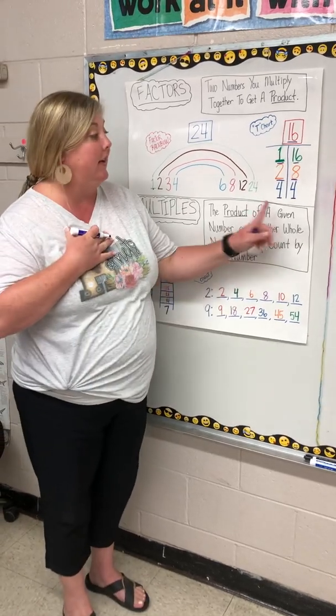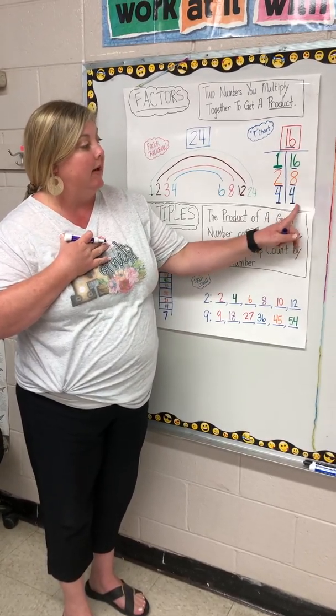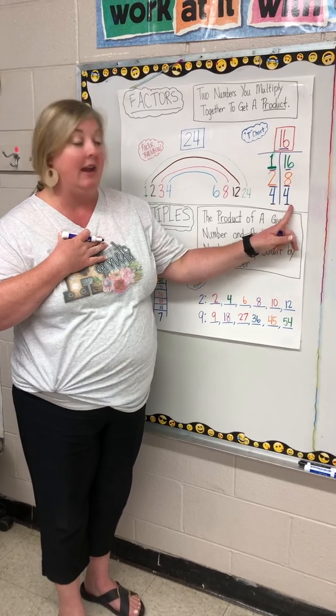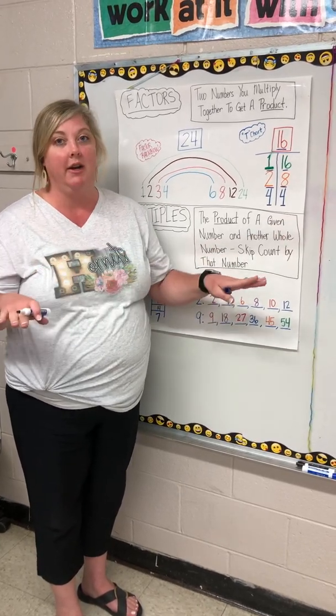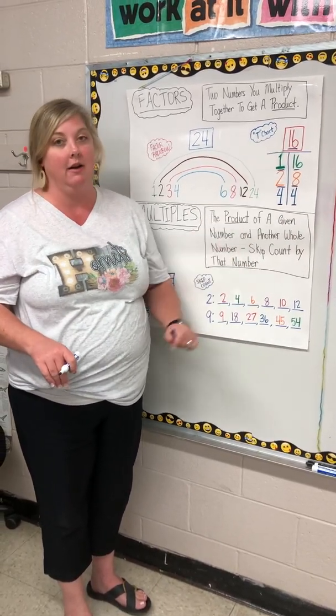And when I learned how to do this, I realized that once I get a number on this side that's the same or the next number, then I'm done and there's no more factor pairs for that number.